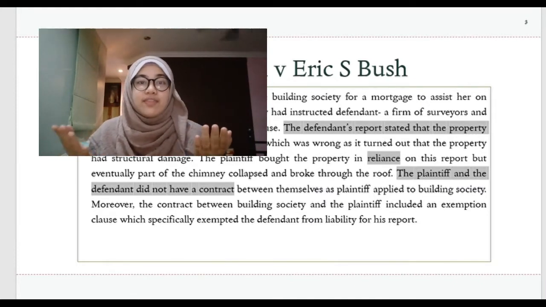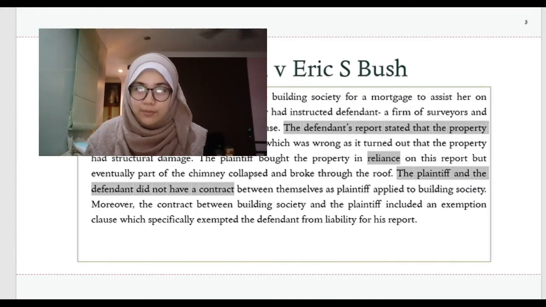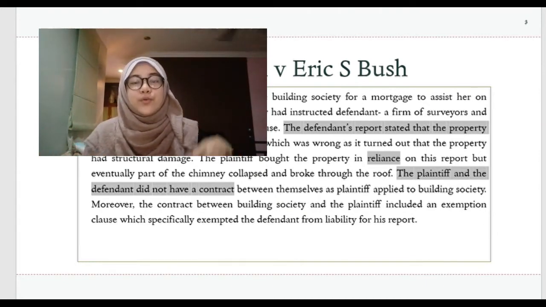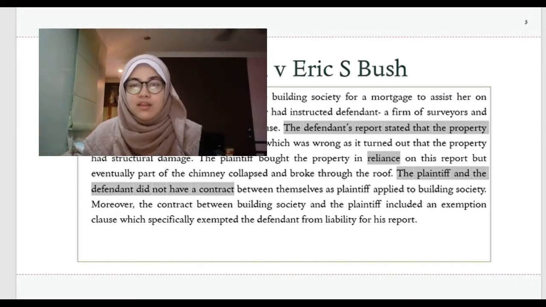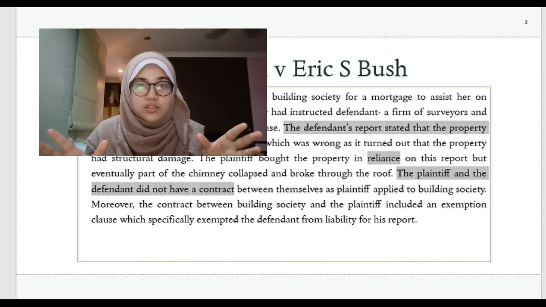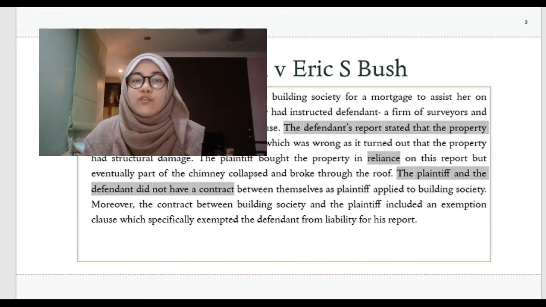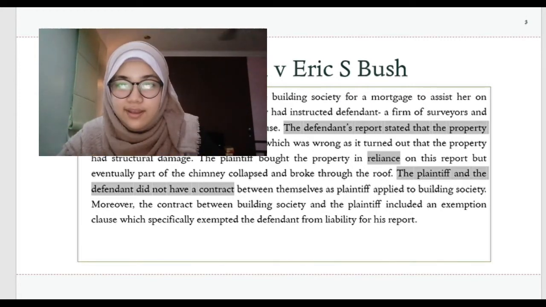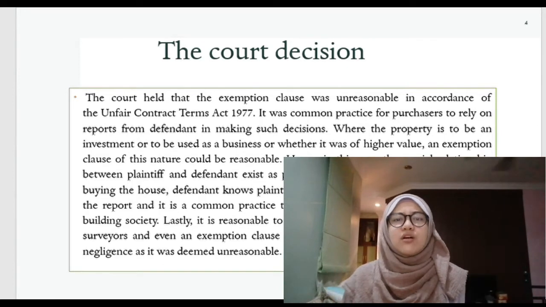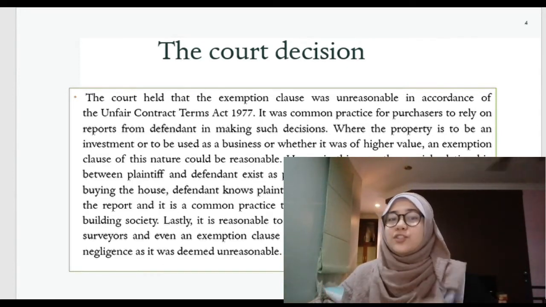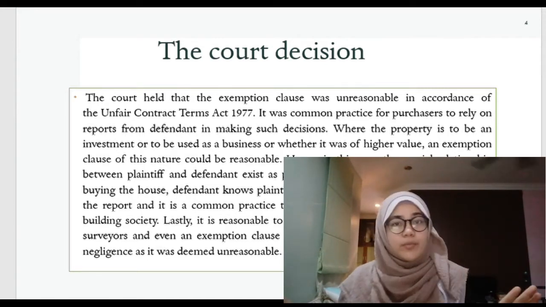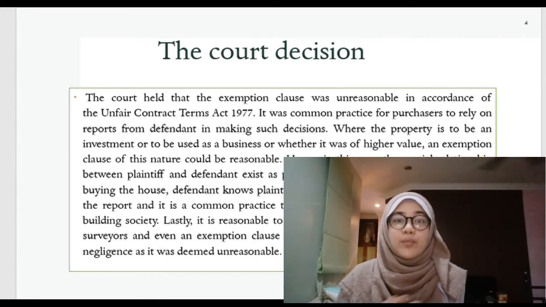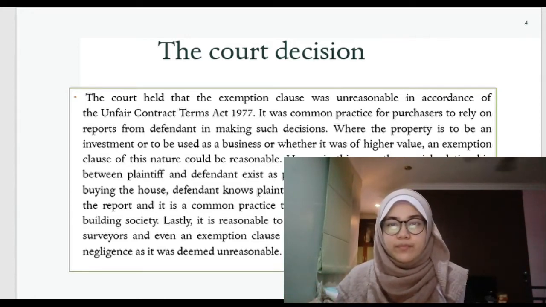Furthermore, the plaintiff and defendant did not have a contract between them because the plaintiff applied through the building society and the building society hired the defendant. And there was even an exemption clause which excused the defendant from his responsibility for the report. Next slide. The court held that the exemption clause was unreasonable according to the Unfair Contract Terms Act 1977. It was common practice for the purchaser to rely on the report prepared by them.